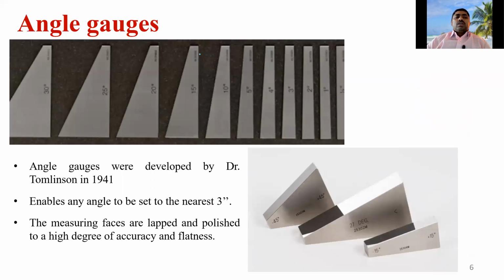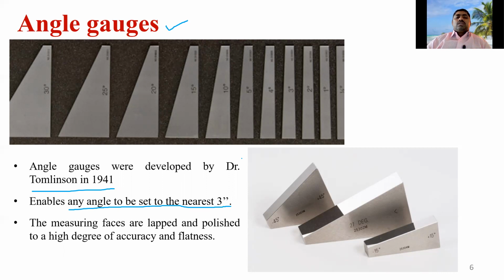Next, another one is called angle gauges. As we know, the linear slip gauges are used for measuring linear dimensions. Similarly, the angle gauges are used for measuring angular dimensions. These angle gauges were developed by Dr. Tomlinson in 1941. They enable any angle to be set to the nearest 3 seconds.